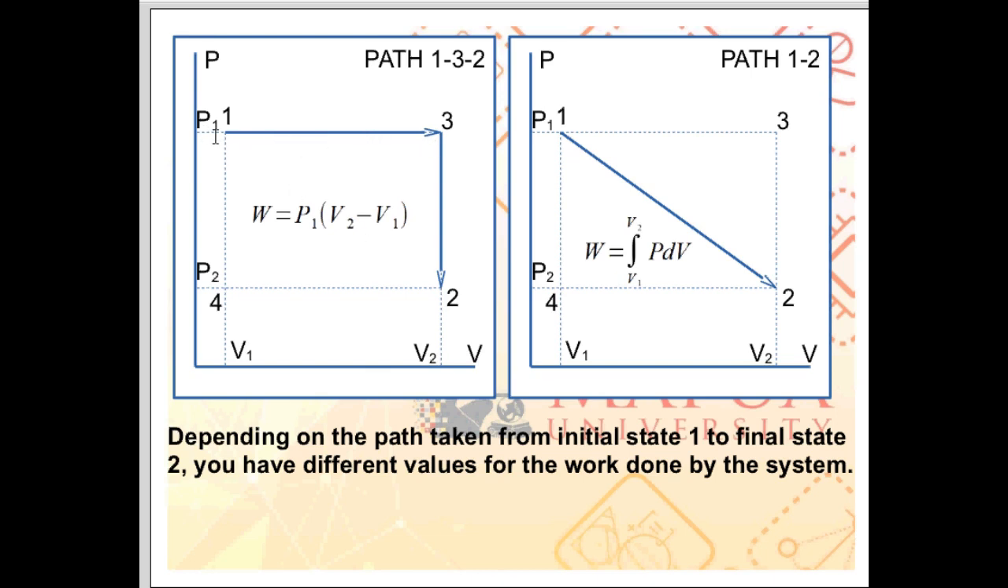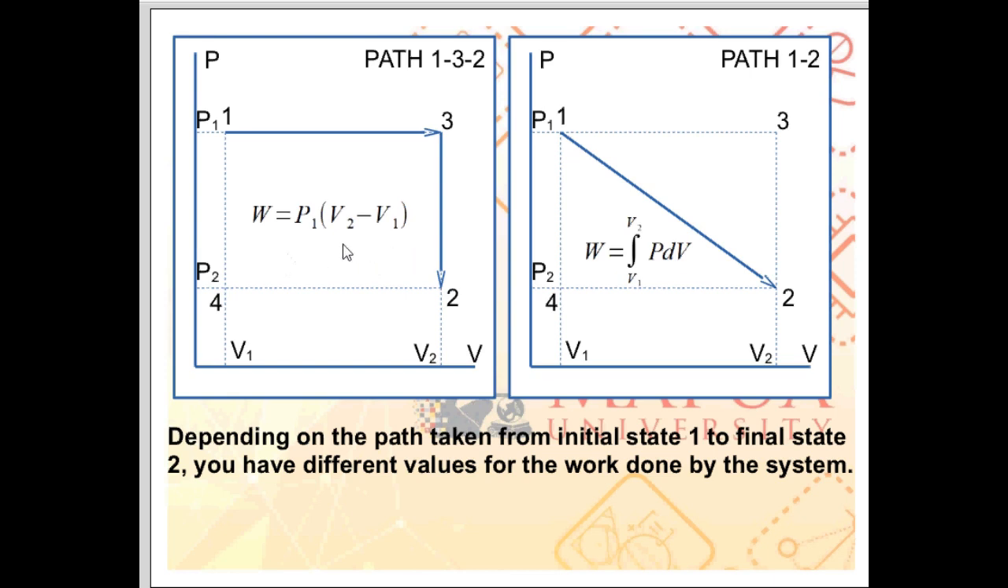Constant pressure at P1. This gives us work done from 1 to 3 to be P1 times (V2 minus V1). From state 3 to final state 2, the volume is constant, so zero work is done. Therefore, the total work done from initial state 1 to final state 2 is P1 (V2 minus V1) plus 0. Total work done is P1 times (V2 minus V1).